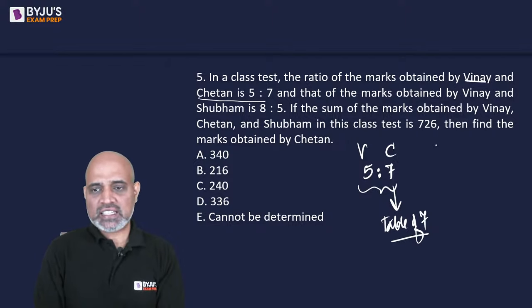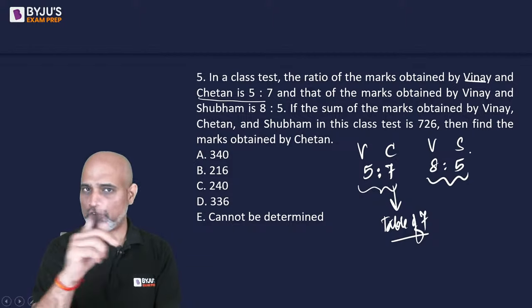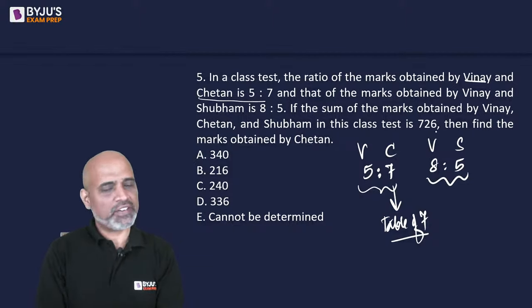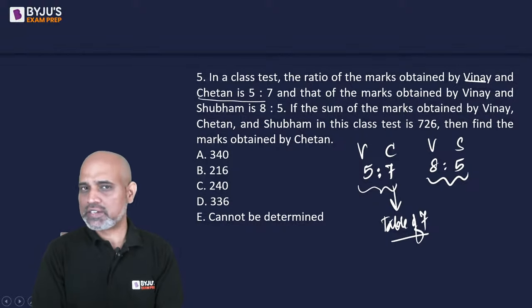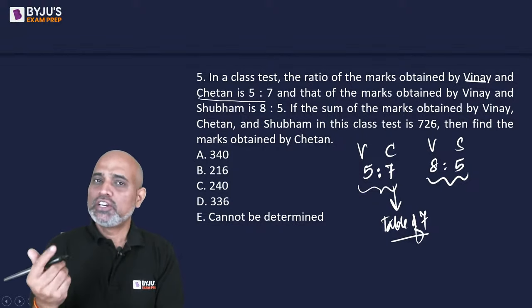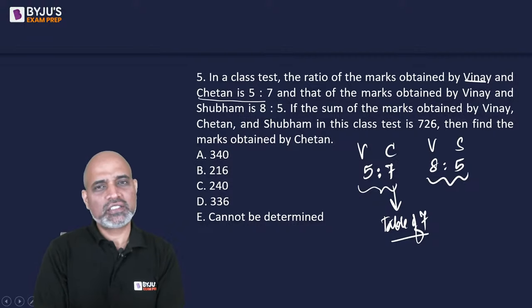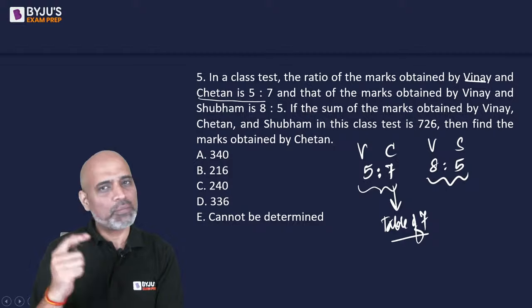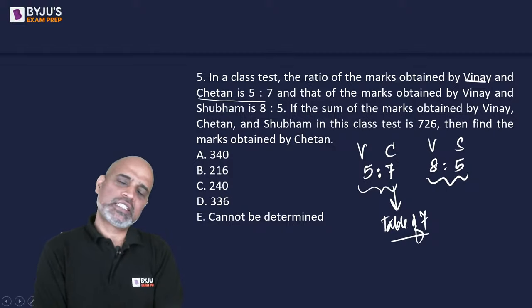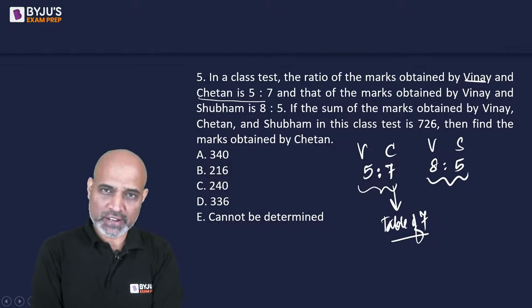And Vinay Chetan is given and Vinay Shubham is given. We will be able to calculate the ratio of all three and then add them and see 726. कितना times करेंगे 726 you will be getting, right? So looking at the first ratio itself, aren't we pretty sure that Chetan marks should be in the table of 7? अब option पे जाओ सीधे. Chetan का mark 7 के table में कौन सा है? 347 के table में आता है?